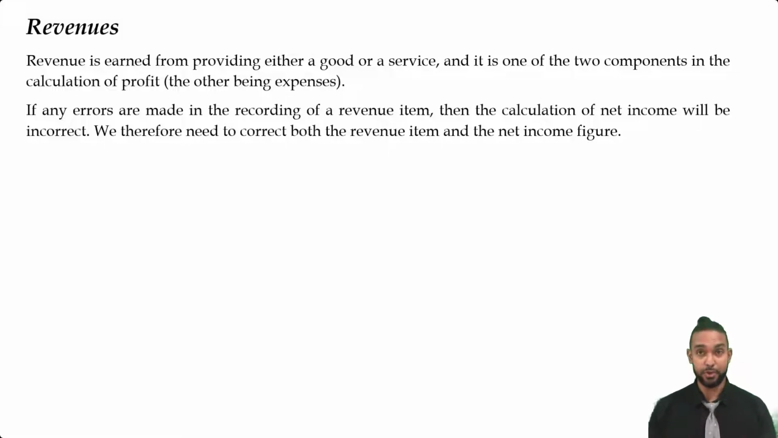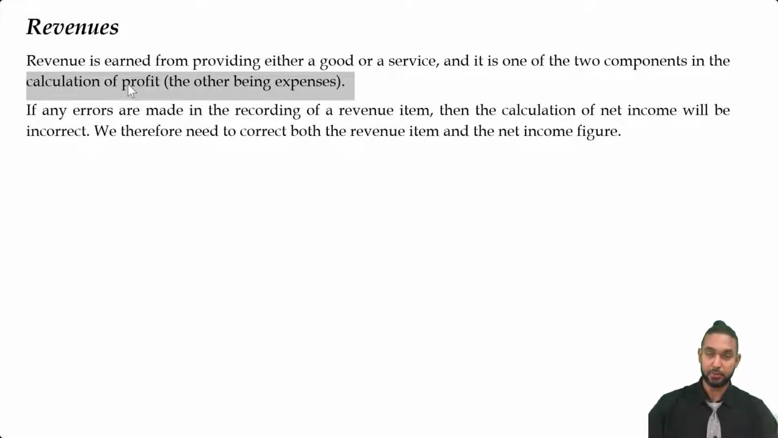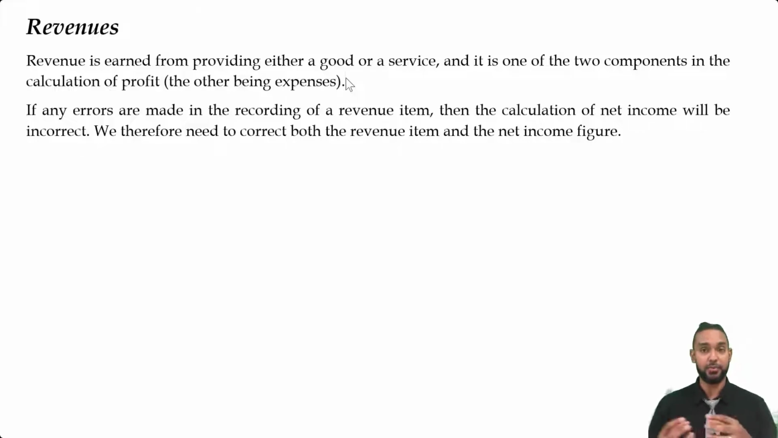Okay, so the first category of items that we are going to be dealing with is revenue items. We know what revenue is, right? Revenue is earned from providing either a good or a service, and it is one of the 2 components in the calculation of profit, the other being expenses. So of course, if we make an error in recording revenue, it means that our profit figure is going to be off. Let's take a look at the example.